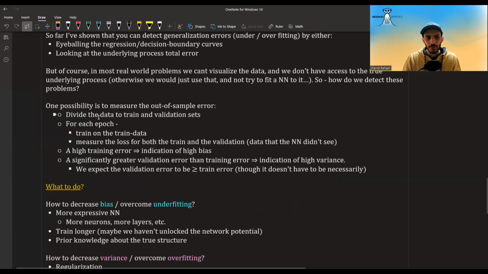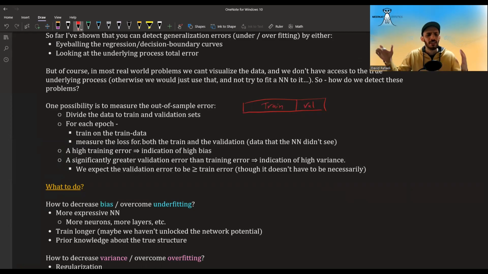So what do you do? Well, what you do is you divide the data into 2 parts. One is the train part. It's usually the larger part, and you train on that part. And the second part is the validation part. And you measure the error or the accuracy or whatever metric you're using on both the training set and the validation set, and you measure it through time. And you keep measuring until you get to the end.